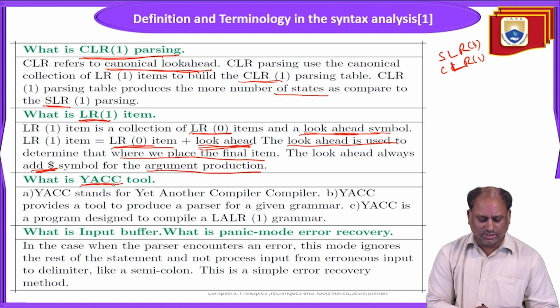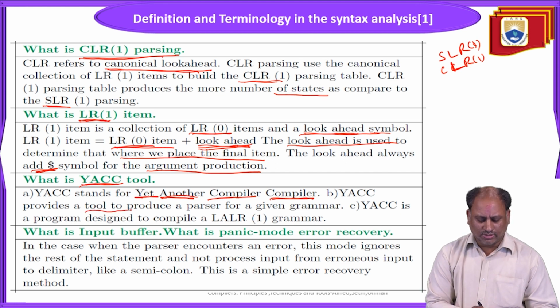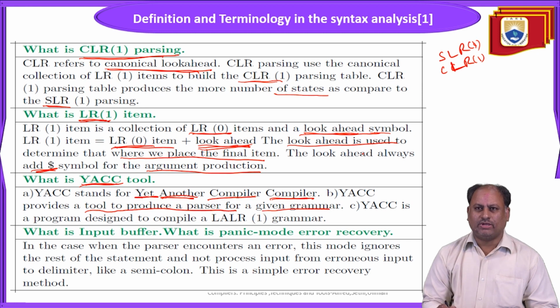Next, what is meant by the YACC tool? Y stands for yet, A stands for another, and C C stands for compiler compiler, that is, yet another compiler-compiler. It provides a tool for producing a parser for the given grammar. If you want to produce a parser from a grammar in standard notation, these types of tools are generally used. This program is designed to compile LR1 grammar, that is look-ahead LR grammar, and this tool is mainly used for that.